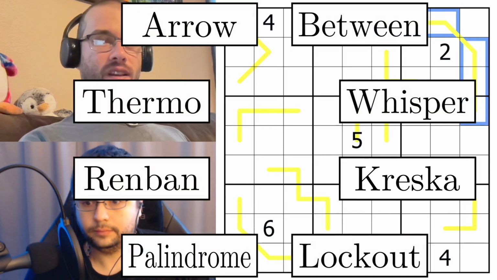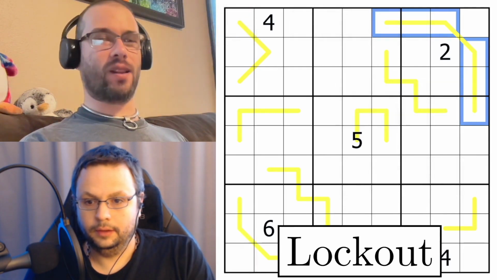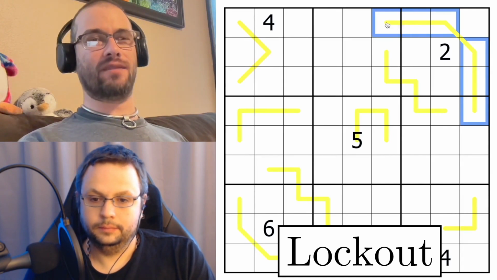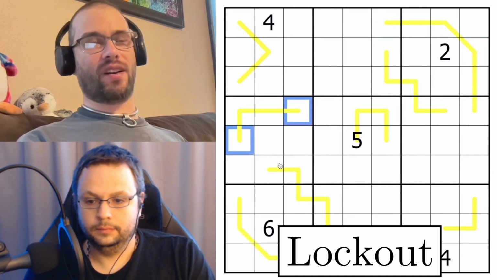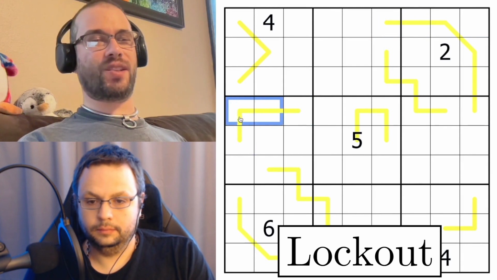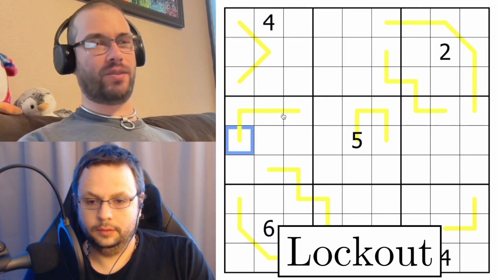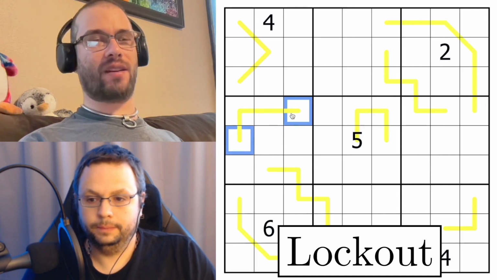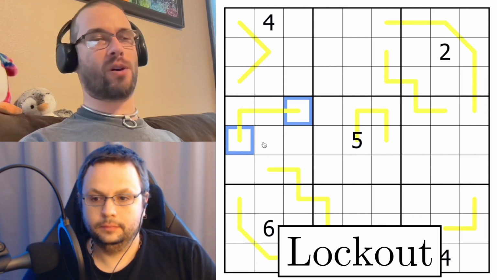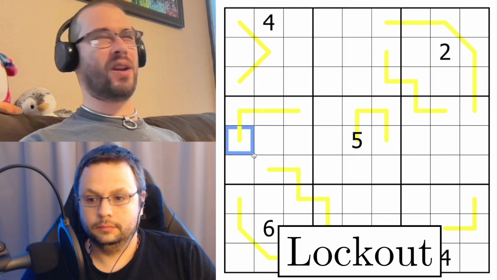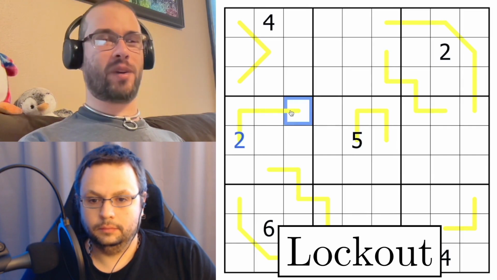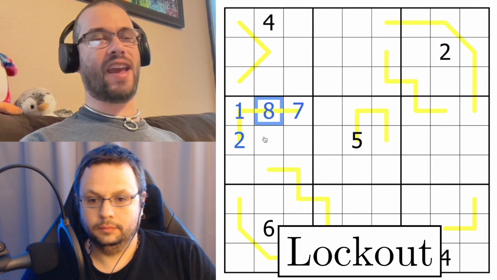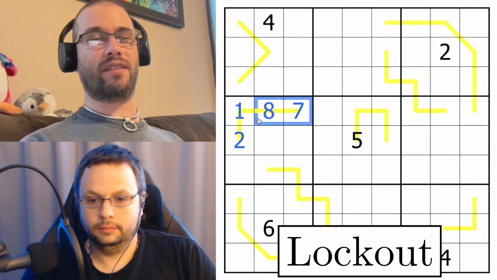Right. The next constraint is a lockout line, and a lockout line is sort of the opposite of a between line. Whatever the ends of the line are, the digits along the line cannot be between those numbers. And lockout lines carry the additional constraint that the end digits must be at least 4 apart. So if that was a 2 and that was a 7, these could be 1 and 8, and that would be a valid lockout line.